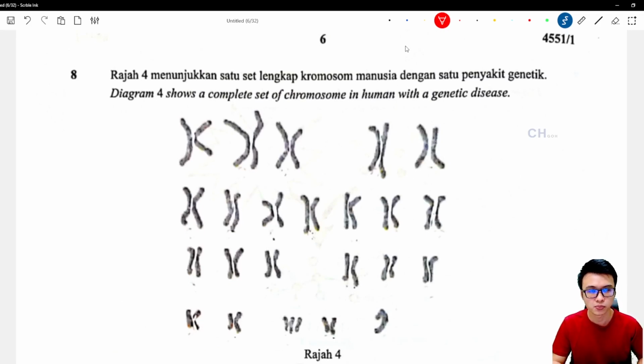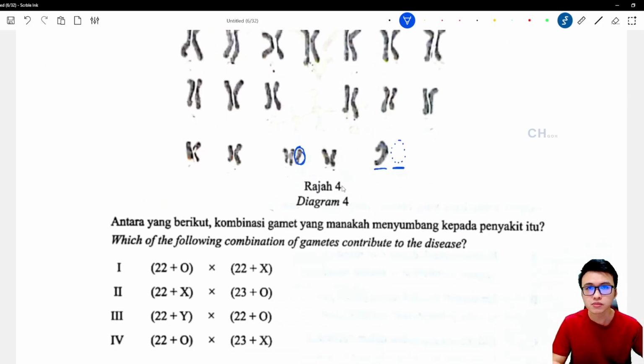Okay, I can spot some abnormal chromosomes here, which is the set 21st. It has one extra chromosome here. And then I can see the sex chromosome here, supposedly it should have 2 chromosomes, but here it lacks 1 chromosome. So we have 2 problems here. Which of the following combinations of gametes contributes to the disease?